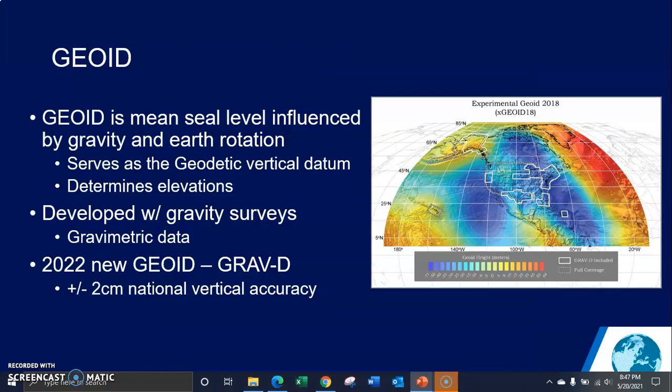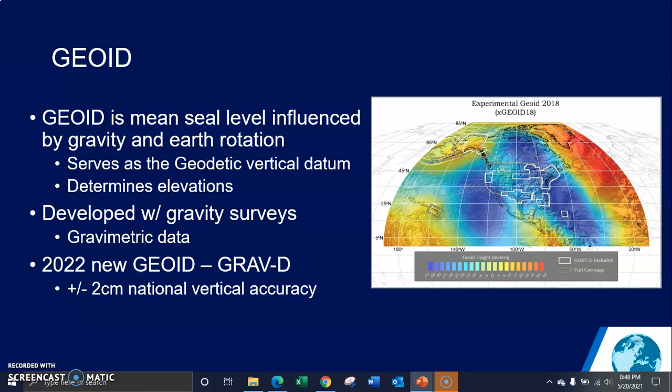And this brings us to the geoid. As we previously mentioned, and I'm going to reiterate here, the geoid is the mean sea level of Earth. It is influenced only by gravity and Earth's rotation. Now, this is what serves as the geodetic vertical datum, which is essentially the approximation for all types of different activities from aviation, navigation, mapping, surveying, and it determines most elevations that are used across the world outside of those for bathymetric or hydrographic data.